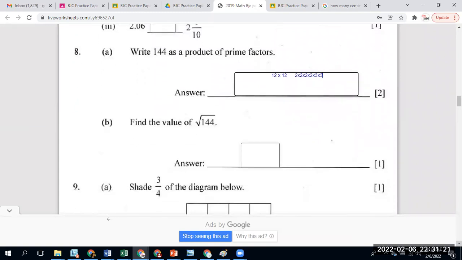Okay, the square root of 144. 144 is a square number. So what are the two equal factors of 144? It's 12. Okay, that was easy.